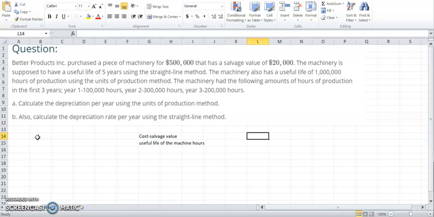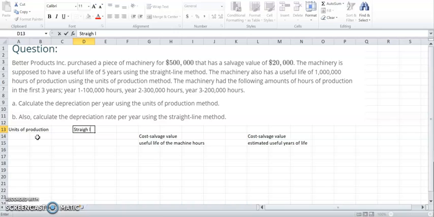Okay. And then we got to calculate depreciation rate per year using the straight line method. The straight line method is going to be cost minus salvage value, divided by estimated useful years of life. Okay, so let's get started. This is going to be units of production, and this is going to be straight line depreciation. All right. So now we got to come up with our rate.